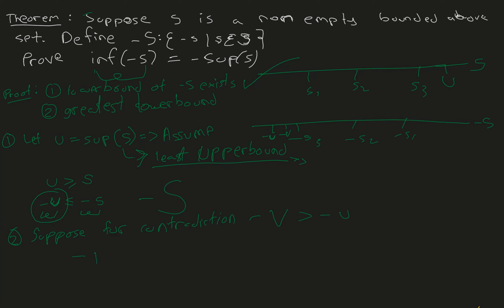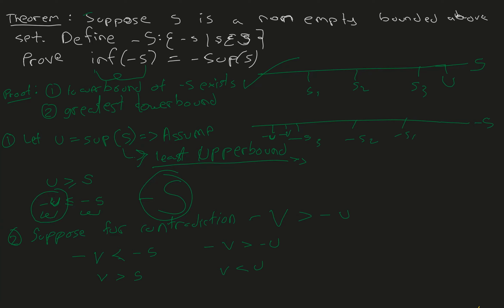We still get that negative v is less than all the elements negative s. We still get that there is an element negative v which is a lower bound of the set negative S. So therefore negative v is less than or equal to all the elements negative s in the set negative S, and we get that negative v is greater than negative u. So let's multiply both these inequalities by negative, so the inequality sign will switch. So v is greater than s and v is less than u. I hope you guys see the contradiction right here.